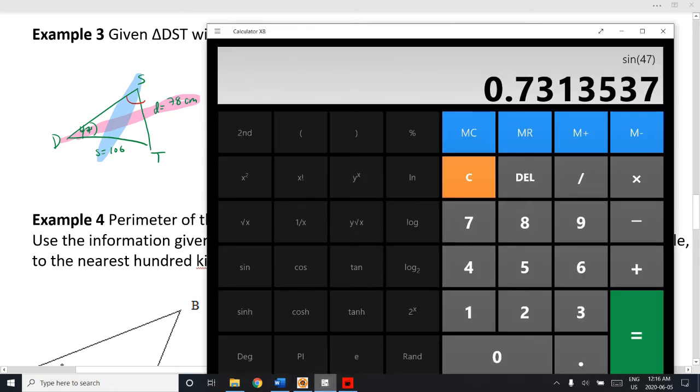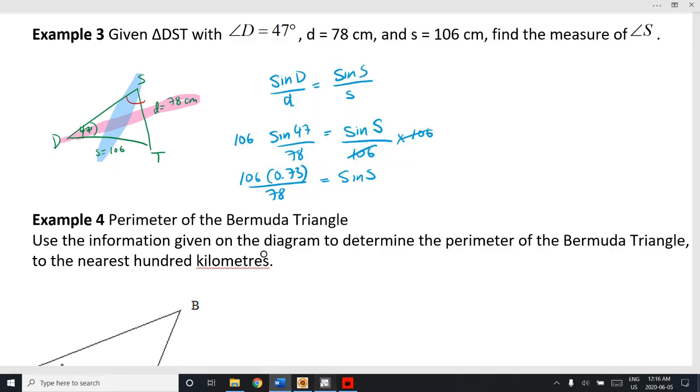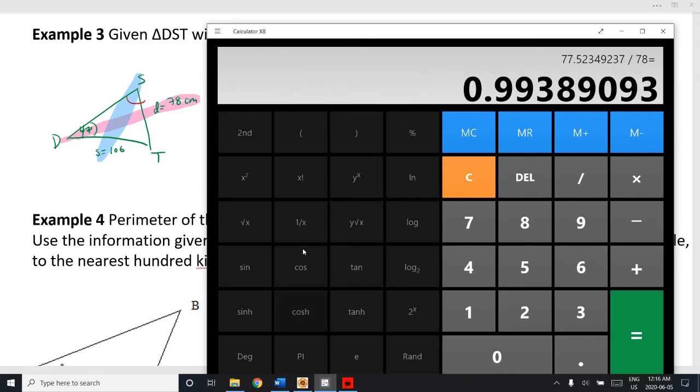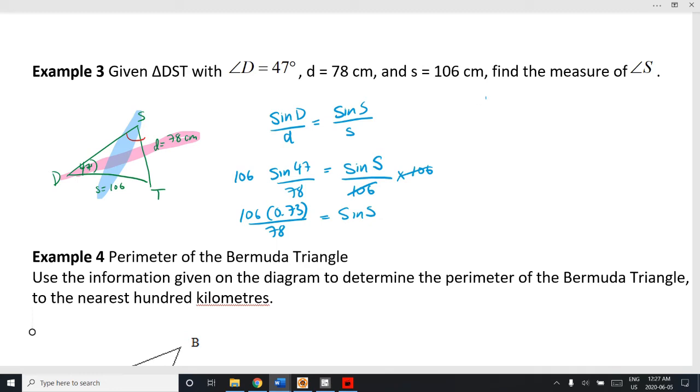So I'm going to multiply this by 106 and divide it by 78, which is 0.994. So sine S is equal to 0.994. Okay, so now to get angle S, we just have to take the inverse of both sides. So we're going to take the inverse of this side here, and that's going to get us S. And what we do to one side, we have to do to the other.